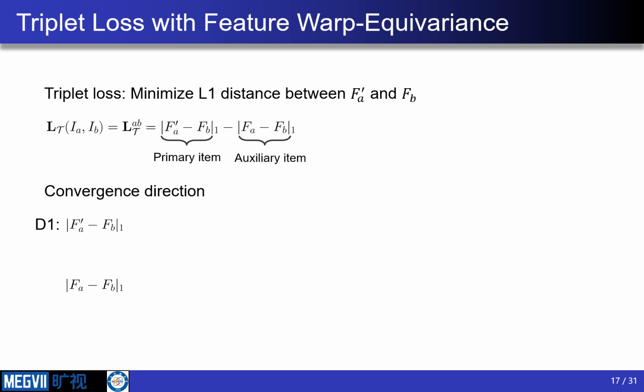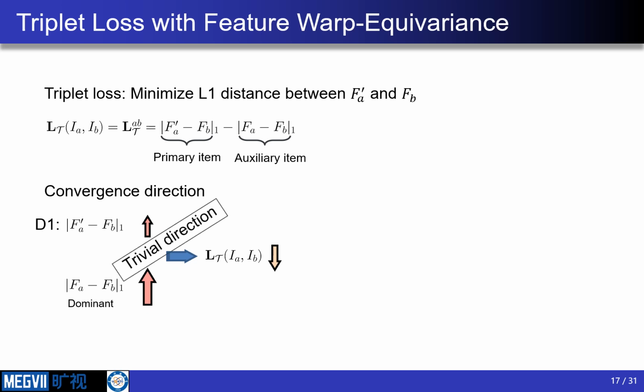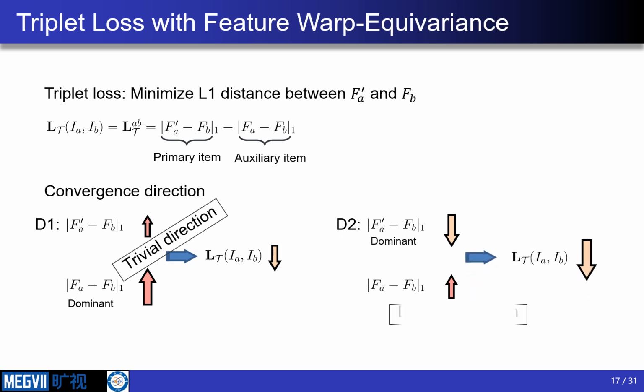However, the auxiliary item FA-FB may be over-maximized while the primary item FA'-FB is still under-minimized. Specifically, if the trivial direction occurs, though the triplet loss is decreasing, the auxiliary item becomes dominant so that the primary item cannot be optimized normally, and even increases. Conversely, the desired direction presents as that the primary item is decreasing normally and the auxiliary item is increasing simultaneously.